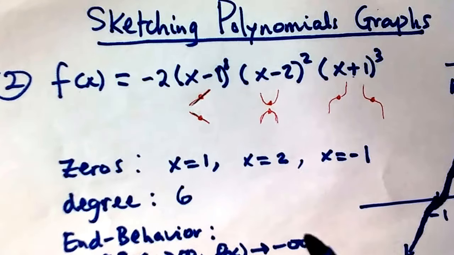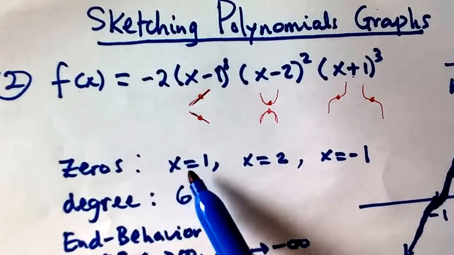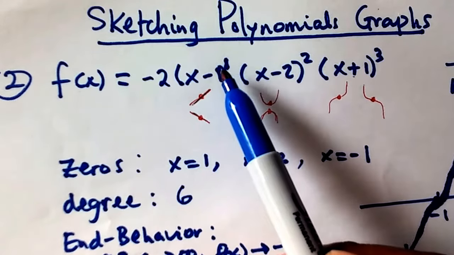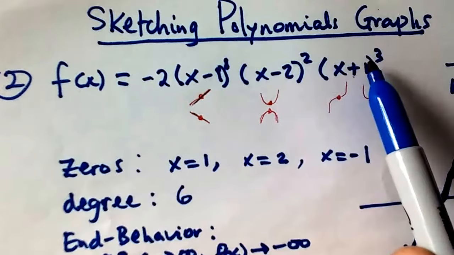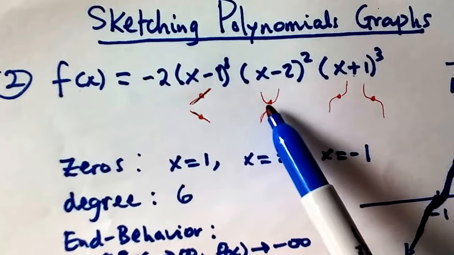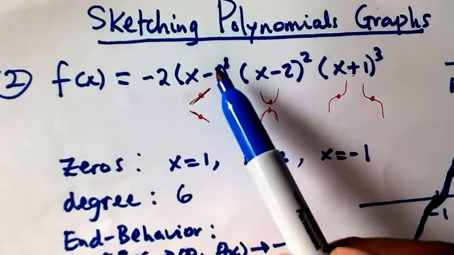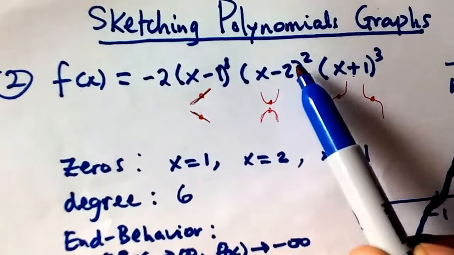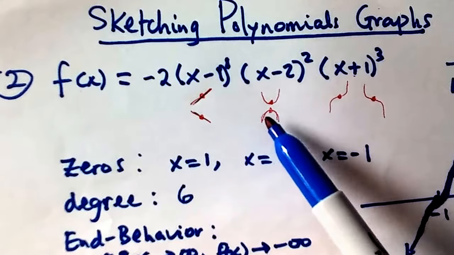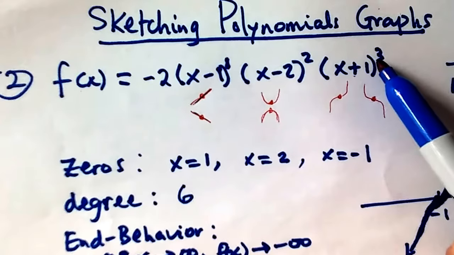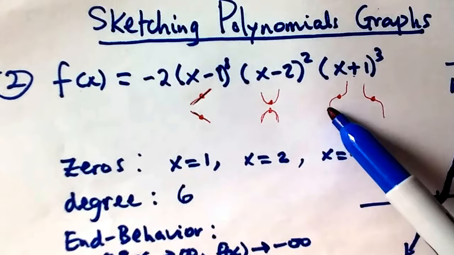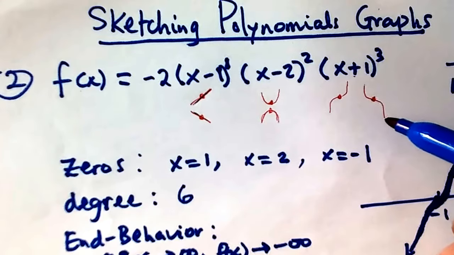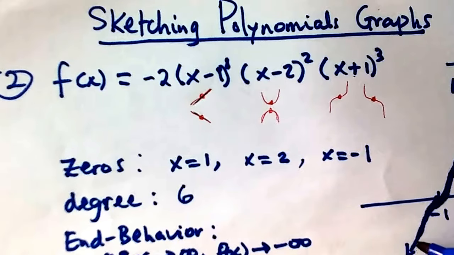The summary is you need to analyze the x-intercepts and determine from the multiplicity of each factor how it's going to behave at the x-intercept. Multiplicity of 1 is going to go straight through. Multiplicity of 2 is going to bounce. Multiplicity of 3 is going to also go through, but not like a line. It's going to go through almost like it's snaking around there. And that's what we have right here.